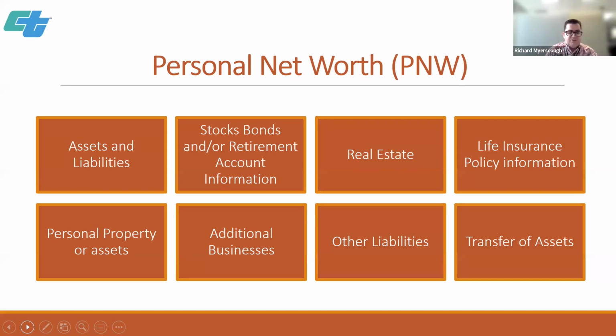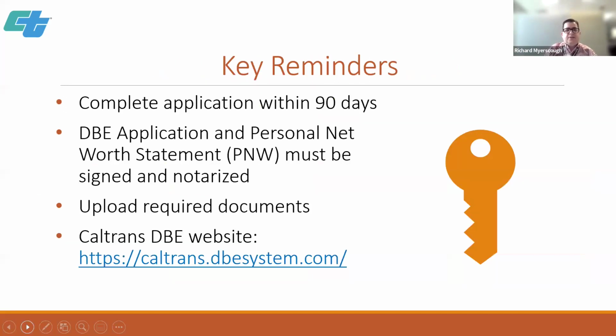If you have any questions, just refer to, first of all, your business accountant and your Caltrans DBE unit. Not all of us have an accountant, that's fine. But just call the DBE unit and they'll be able to give you some guidance. Remember, both the application and the PNW will need to be notarized. So that's really important to remember. This information will also be repeated. I kind of flew through a lot of that, but it's going to be repeated on the Caltrans DBE website.